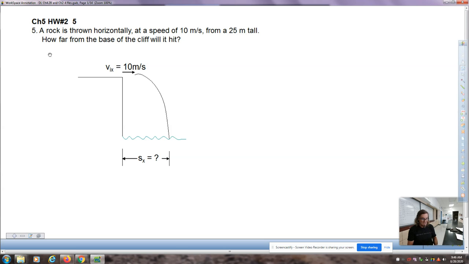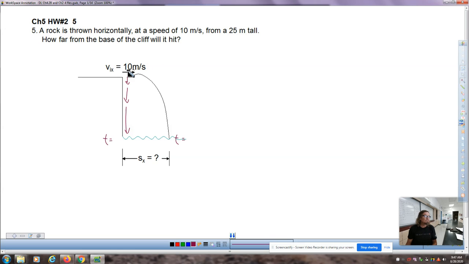So remember that what we have here are two motions that are independent of each other. If somebody were to drop a rock at exactly the same time that this rock was thrown horizontally, they will hit the ground or hit the water at exactly the same time. So rather than following the parabola, let's follow the straight down like a free fall problem.